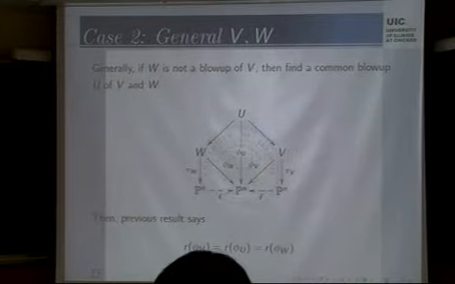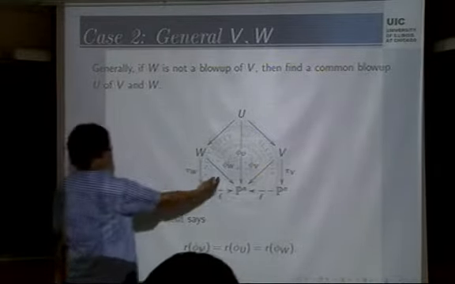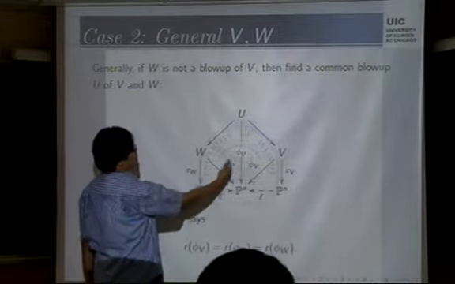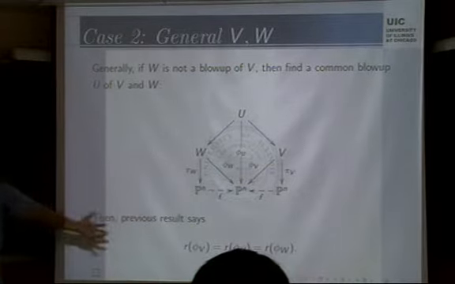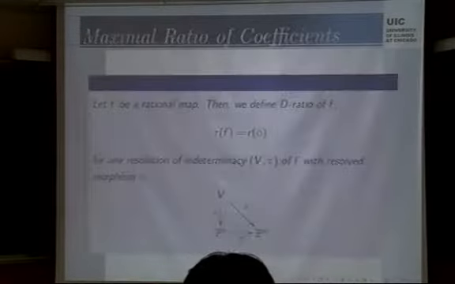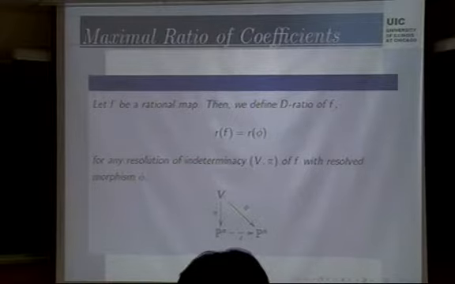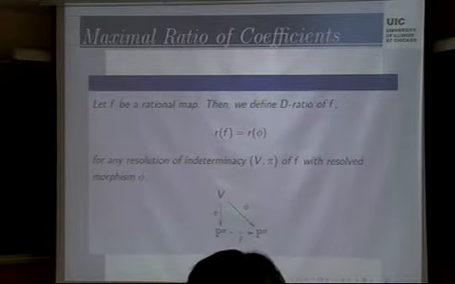If we have two different resolutions, then we might have bigger blow-ups which contain V and W at the same time. So this resolved morphism has the same D ratio as this big resolved morphism, and the same thing happens in this pair. So we might claim the D ratio is invariant up to your resolution of singularities. So we just define the D ratio of a rational map for any chosen resolution of the indeterminacy with the resolved morphism phi.